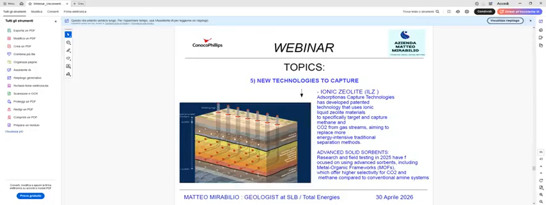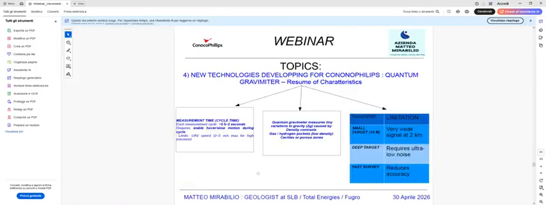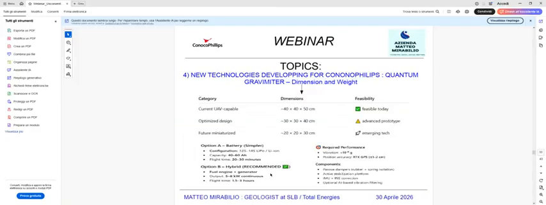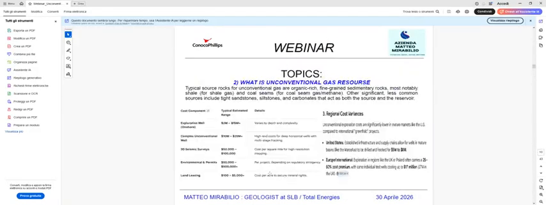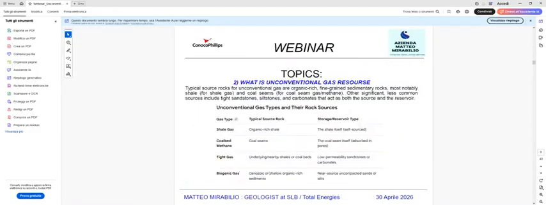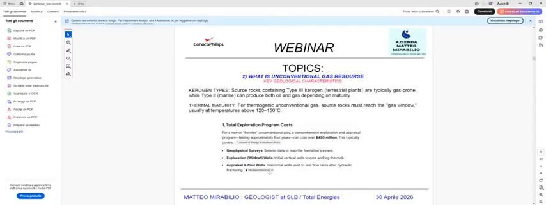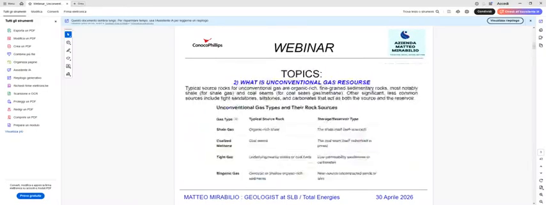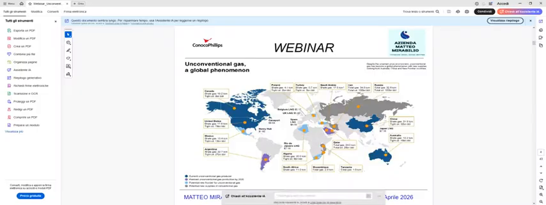Okay. So we have passed the first part of the webinar, and we are going to the second part. The first part was a general introduction to unconventional gas, the types of unconventional gas, the resources, and the projects in which ConocoPhillips is involved, and our partnership with ConocoPhillips to develop these new technologies for quantum gravimeters.